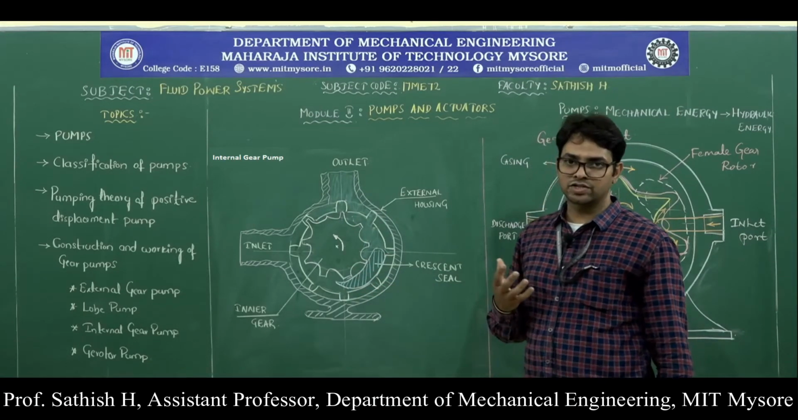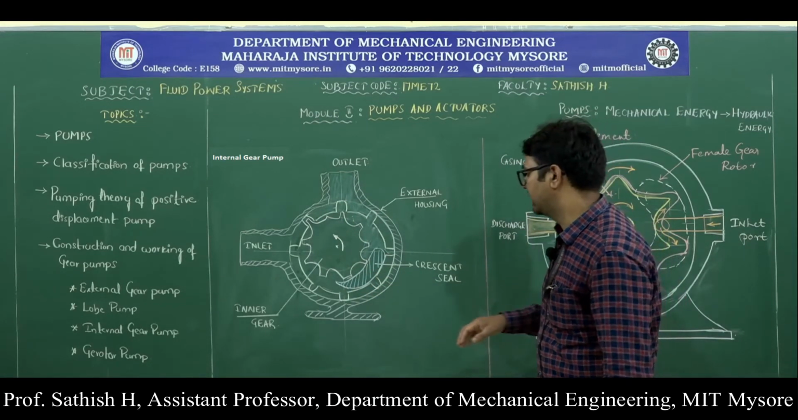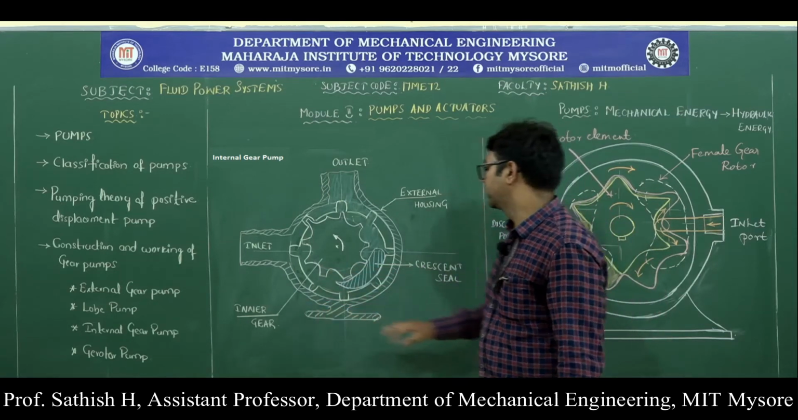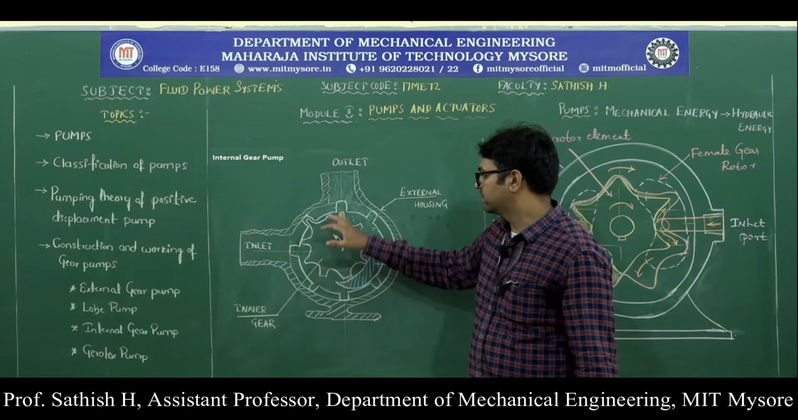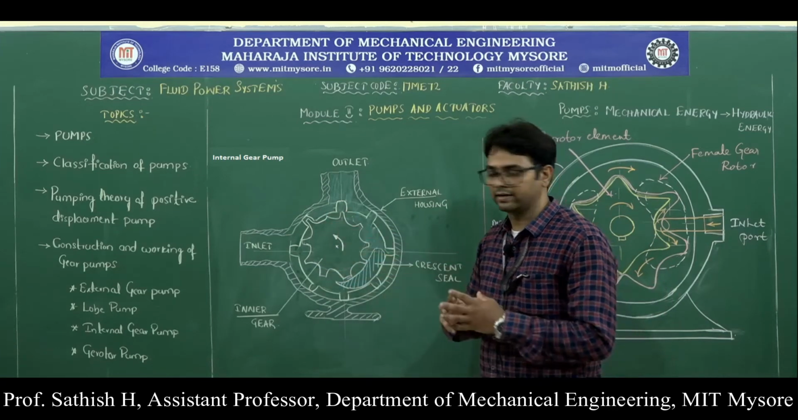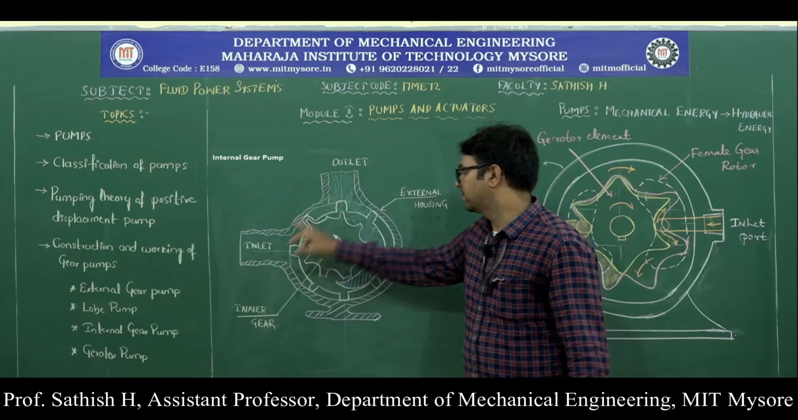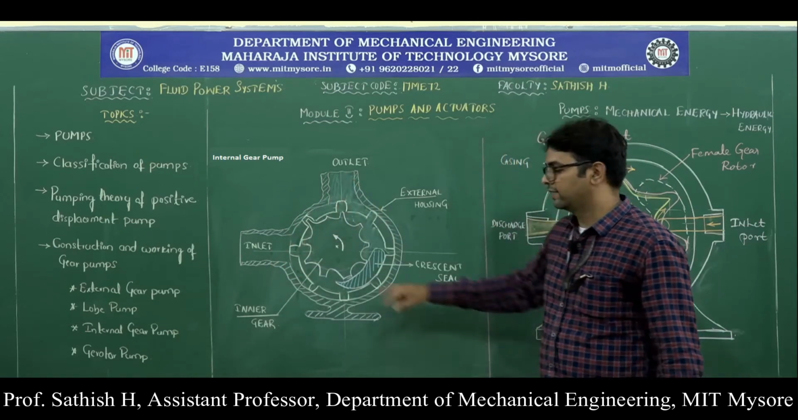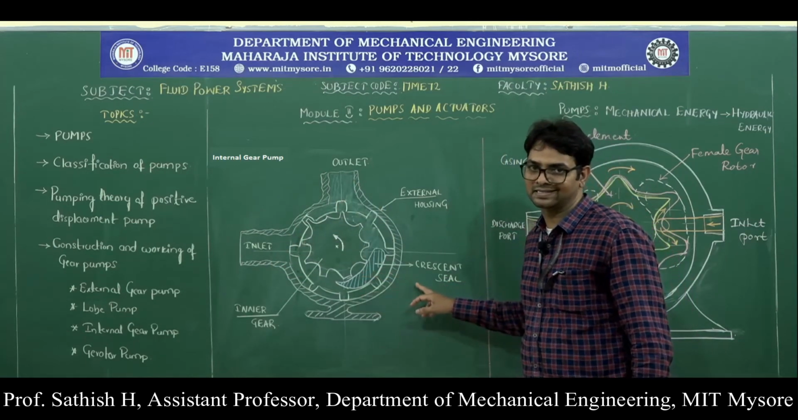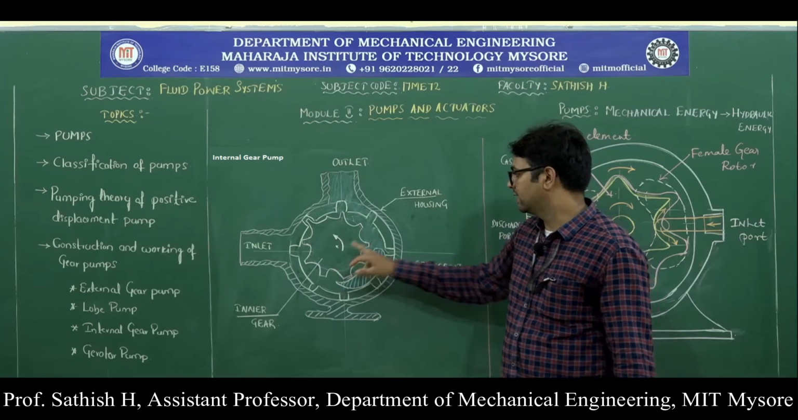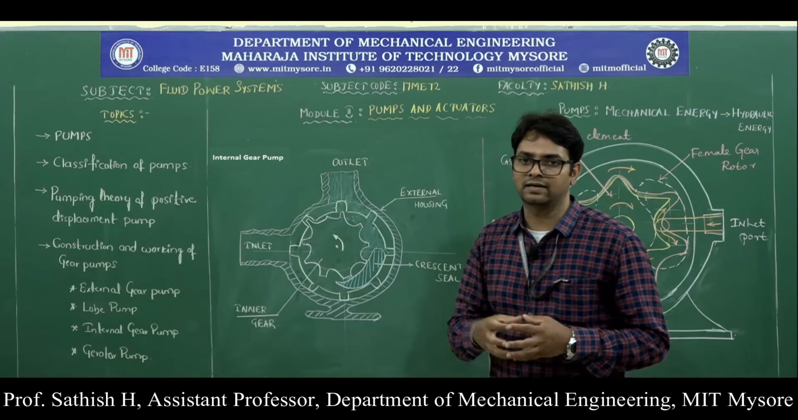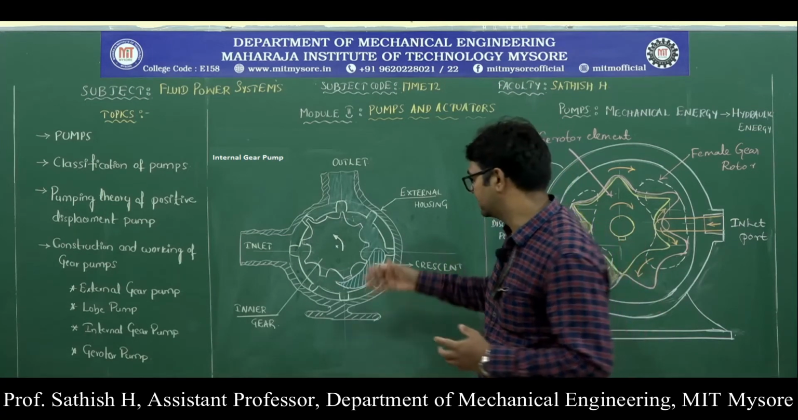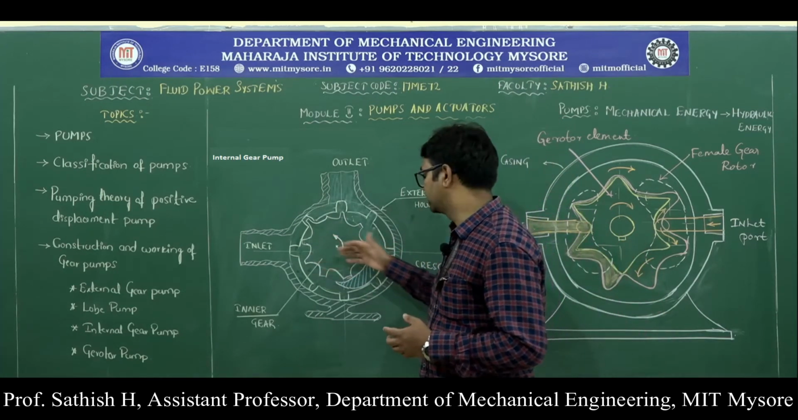Coming to the construction of this internal gear pump, we have this inner gear and the external housing. The inner gear is meshing with the outer gear here, and this is the inlet of the pump and this is the outlet of the pump. Along with this we have a crescent seal here. The inner gear and the external gear in which it is meshing are not concentric, there is a little bit of distance between them.